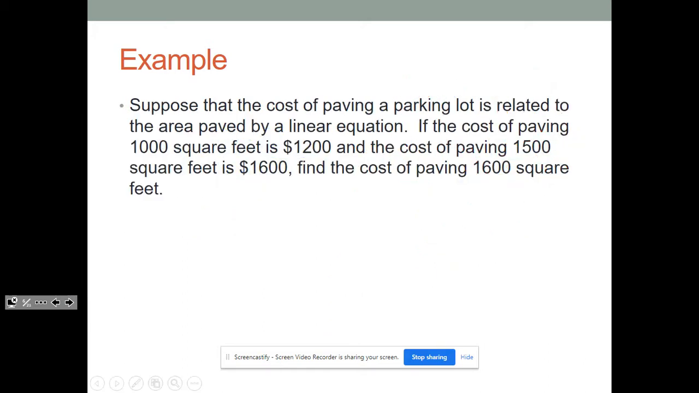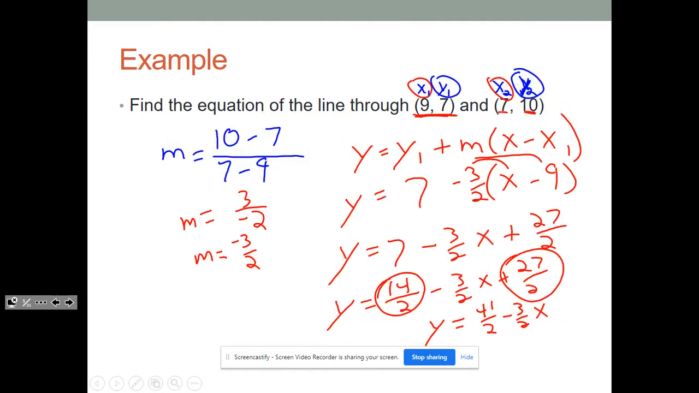All right, these look complicated, but really this problem here, we're going to talk about it first and then I'll show you. So if I'm paving a parking lot, it says that if the cost is related to the area by a linear equation, we're going to use a linear equation. The cost of paving 1,000 square feet is $1,200. The cost of paving 1,500 is $1,600. We're going to find the cost of paving 1,600 square feet. So this problem, set it up basically the same as this one.